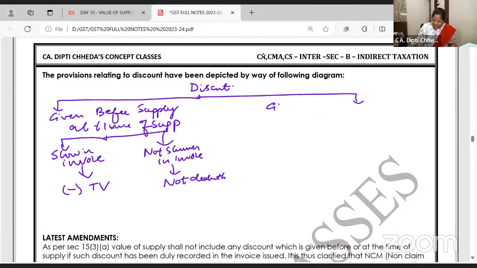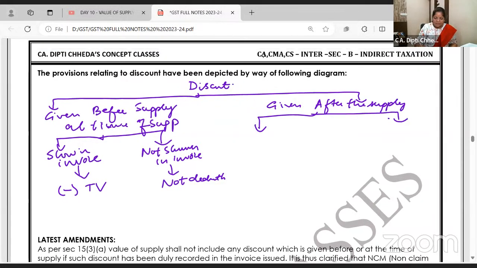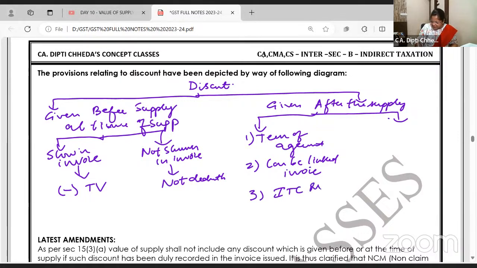Okay. Now, if it is given after the supply, definitely it's not a trade discount. If it is given after the supply, it's not the trade discount. Then it is the same case. Write down. If it's given after the supply, is it in the terms of agreement? मतलब pre-decided है क्या? Yes. Can be linked with invoice. क्योंकि जैसे वो दशहरा ऑफर वाला. Yes. ITC reversed by the buyer or the recipient, you can say. ITC is reversed, then minus from the transaction value.